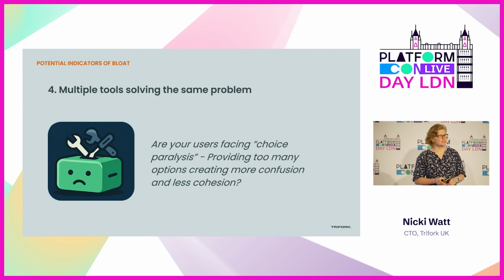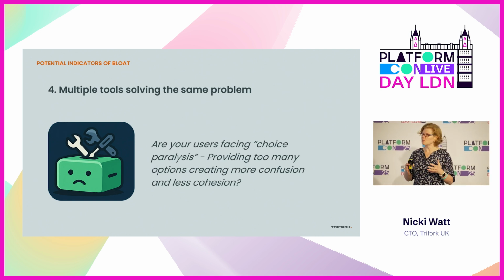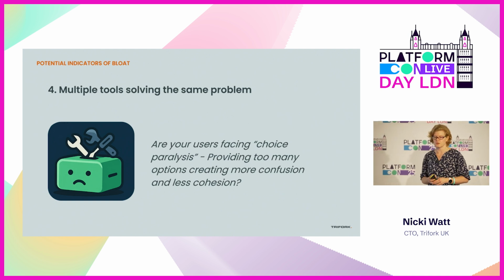So the bloat indicator here is what I would call choice paralysis. This is where your users are being provided with too many options, and it's just creating more confusion rather than cohesion in terms of what you're trying to achieve.